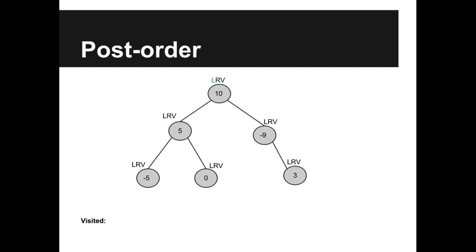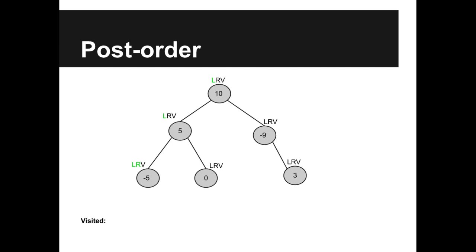The left subtree of 10, as we said, has root 5, and the root 5 says to also go to the left. So we're going to go to the left of node 5. To the left of node 5 is node negative 5. And node negative 5 is also telling us to go to the left. But we don't have a subtree to the left of negative 5, so we're gonna now go to the next letter in our sequence. The next letter is R, so we're gonna go to the right subtree of negative 5.